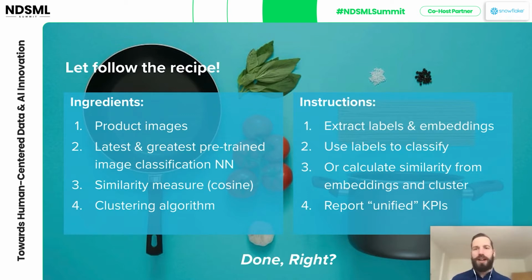So you hear product, images, similarity. I'm sure we all went through at least one of these tutorials or textbook cases of image similarity. And this seems to be a pretty solved problem, right? I mean, we take a neural network that can give us labels or maybe embeddings. We take a similarity measure and a clustering algorithm, and then extract labels and embeddings, maybe use the labels or maybe use the embeddings to calculate similarity and then run a clustering algorithm. And then all we have to do is report the new KPIs on the clustered entities. And we're pretty much done, right?